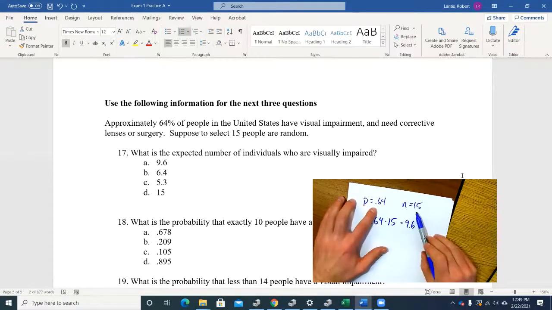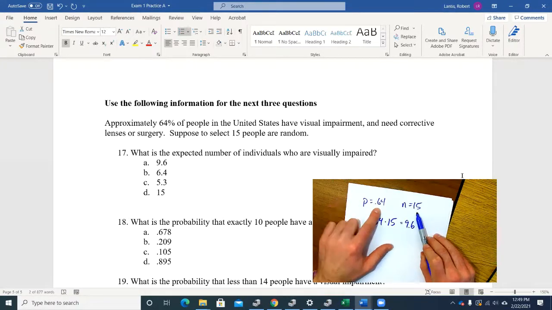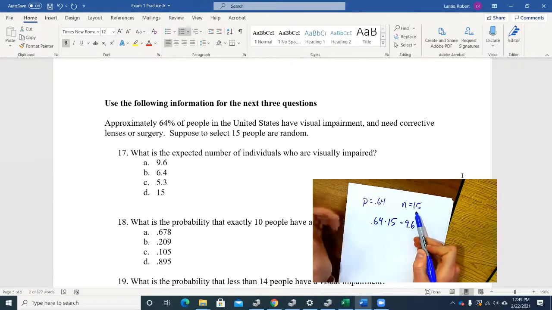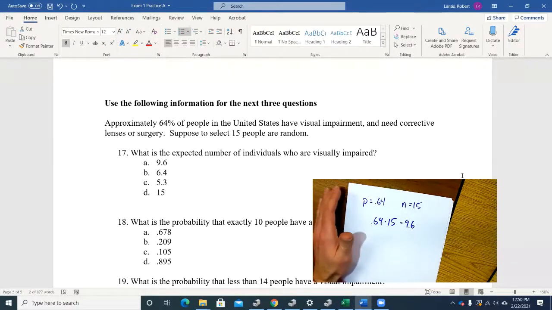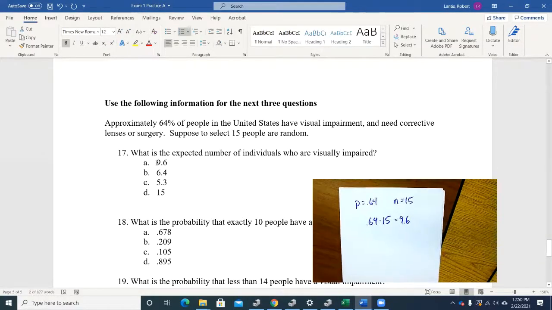Well, here, I know the probability is 0.64. If I use 0.5 as an easy way to put a bound on it, this is greater than 50% or 0.5. So I know that more than half of the people should be expected to have a visual impairment. So the correct answer should be somewhere above 50% of 15, which would be 7.5. So I know the answer should be somewhere above 7.5. If I look at the possible answers, A is the only one that meets that criteria, right?